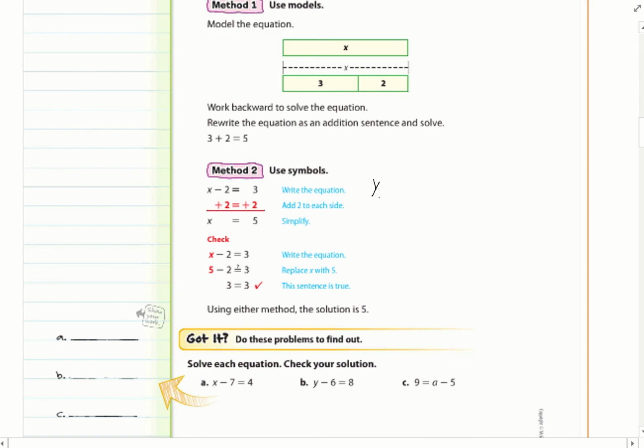We're going to be using inverse operations and the addition property of equality. I need to get x alone, and this minus 2 is next to my x. So I'm going to add 2 to both sides. And minus 2 and plus 2 are going to cancel. So 3 plus 2, x is going to equal 5.